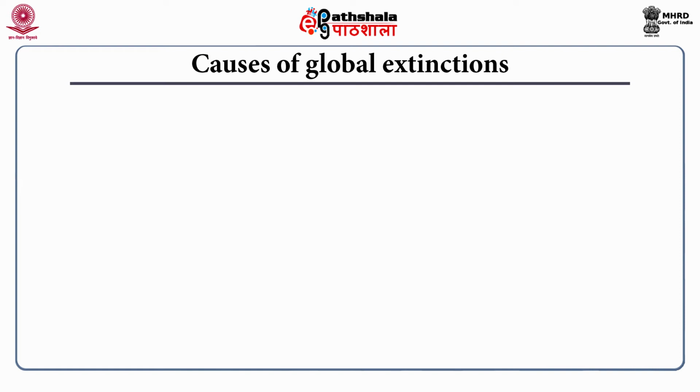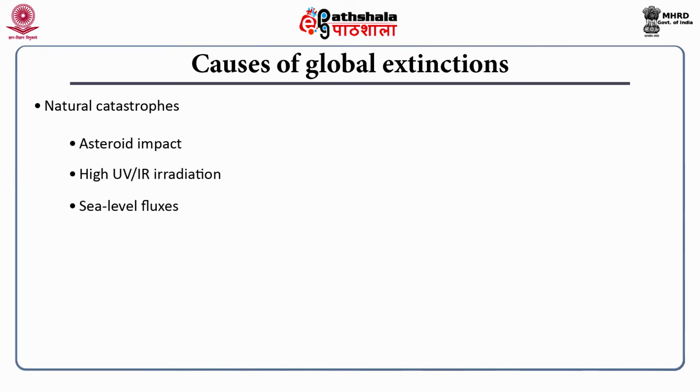What causes the global mass extinction events? There are a number of causes. You can never say that all these 5 mass extinction events were caused by just one factor. That is impossible. There are multiple factors, and it is more often multifaceted. Natural catastrophes could be one major reason. One reason could be asteroid impact, or high UV or infrared irradiation, sea level fluxes, anoxia, global glaciation, volcanism, and many of these factors could be the causative agent of the next factor.